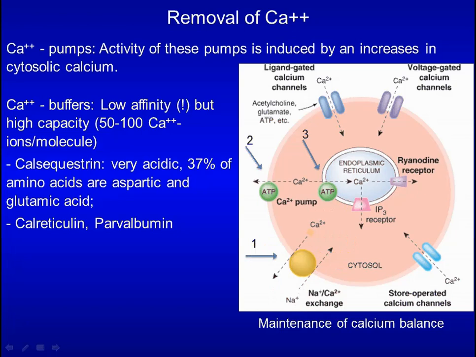The second pump is the plasma membrane calcium ATPase. Two calcium ions are exported for each ATP molecule hydrolyzed. This pump is regulated by protein kinase A, protein kinase C, and calmodulin. The third pump is the SR or ER calcium ATPase. It is the most abundant protein in the SR membrane.